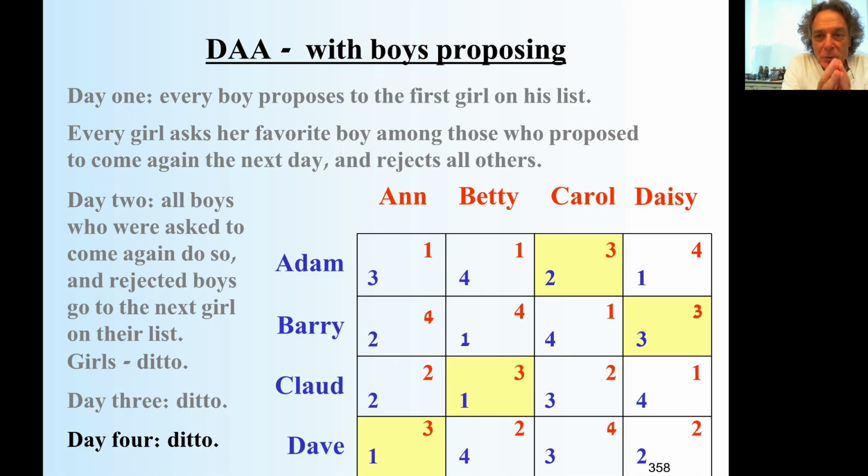Next day, those that stay stay, but the rejected boys now go to the second on the list. Okay? Now they may push somebody that was not rejected before, because that girl may now get some rejected boy that she prefers to what she had before. So all rejected boys go to the second on the list, and again I do the same thing. Every girl now looks at what she has. If she has nothing, she waits.